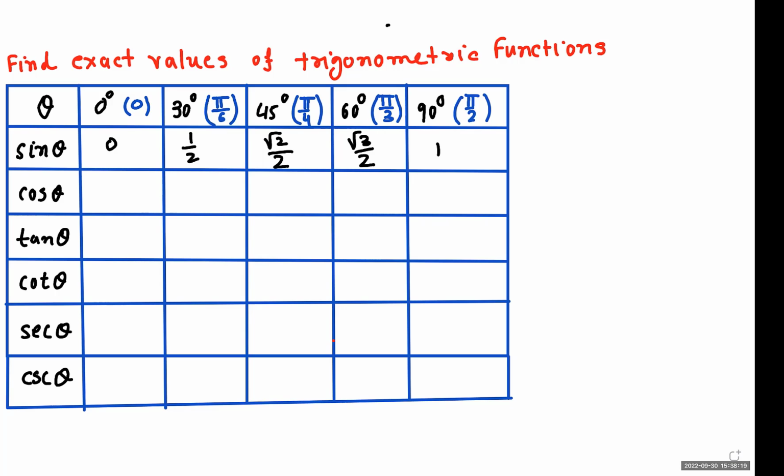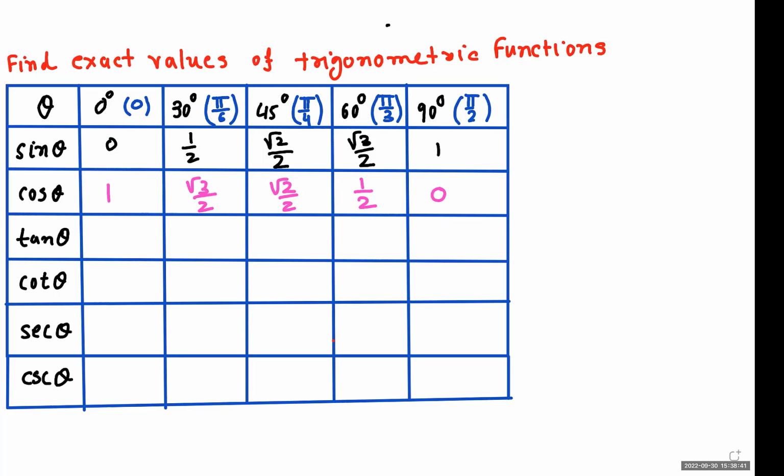Now to find cosine theta, all we have to do is go backward. So we're going to start writing these values from back to front. So we're going to write 1 here, root 3 over 2 here, root 2 over 2 here, then 1/2 goes here, and then 0 goes here.